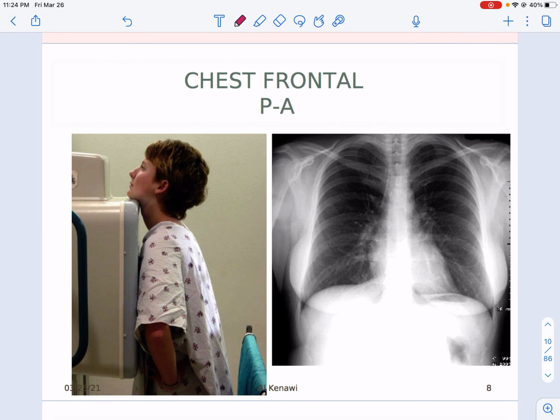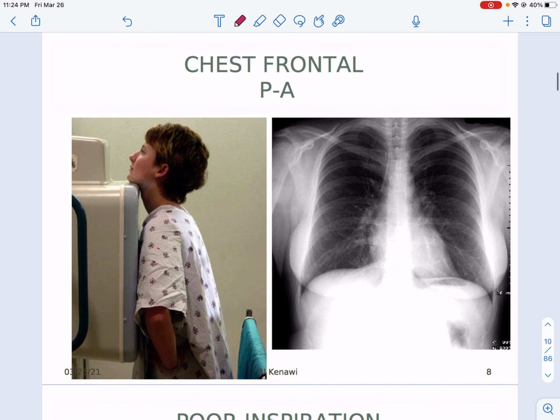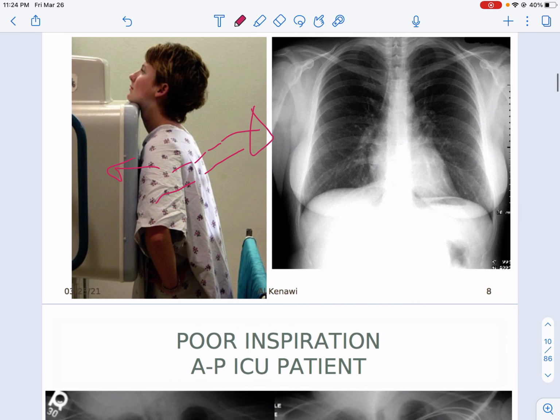Here is another picture from the slide for the patient. Here the patient is facing the detector, so the X-ray beam comes from here and penetrates the back first. You're going to get this picture.